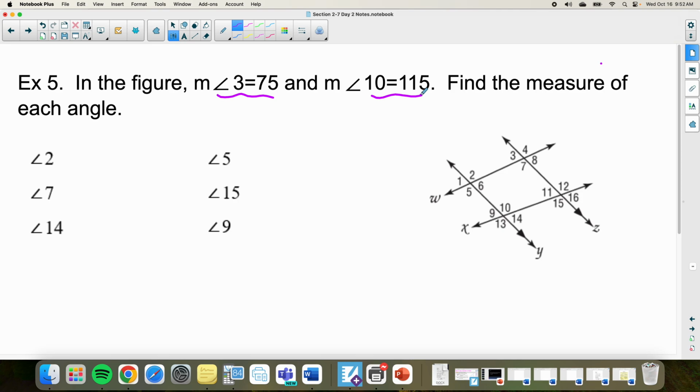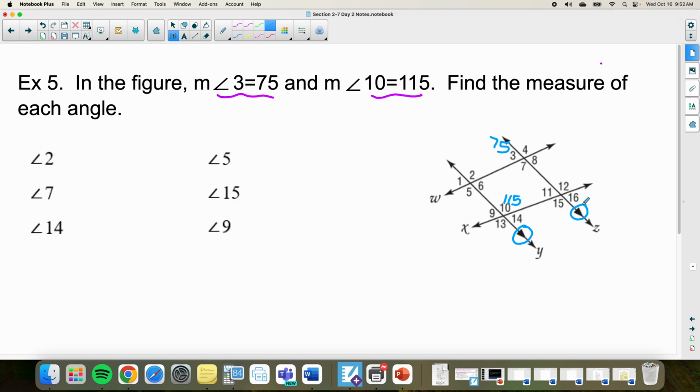So here's what they're saying here. They are saying that angle 3 right here is 75, and angle 10 right here is 115, okay? Now, this is a question that a lot of kids get confused on, and the reason is these two lines are parallel, and you can tell that because of these arrows, but these two lines are not, okay?